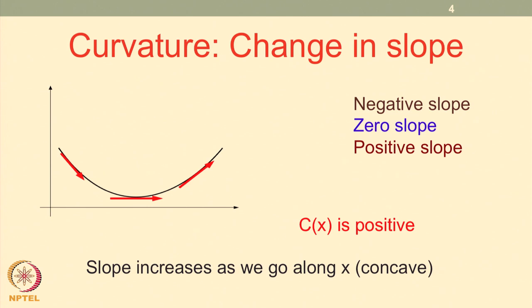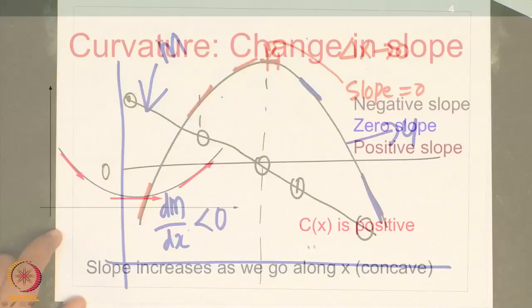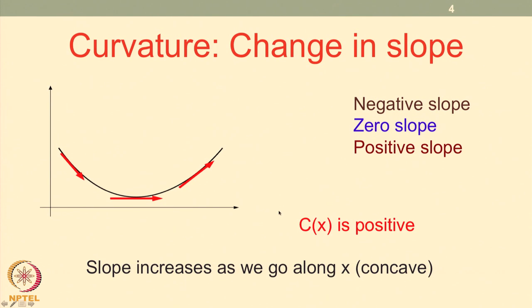So if you take such a curve, at the beginning for small x values, if I draw a small tangent, the slope is negative. Here at this minima, the slope is very small, that is near 0, and here the slope is positive. So the slope increases from a negative value to 0 and to a positive value as we go along the x, and therefore the change in slope here is positive. Therefore c of x, which is a curvature, is positive.